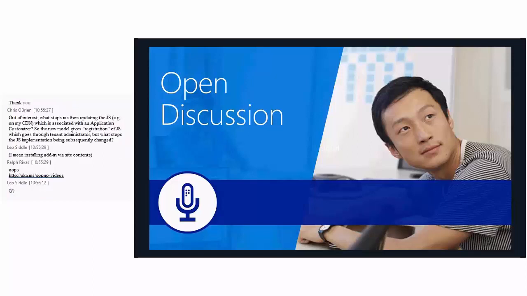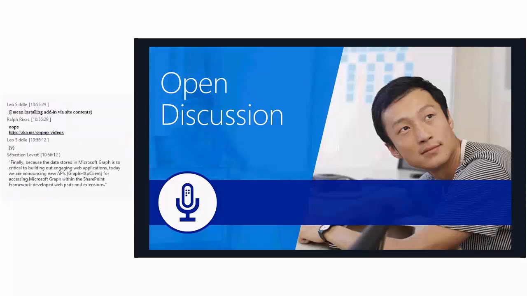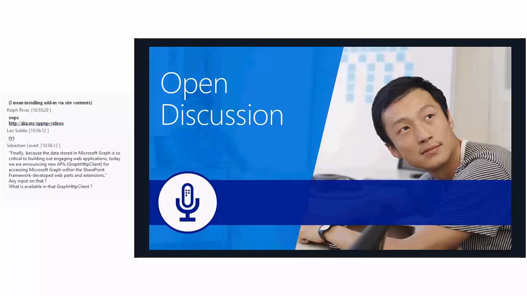Out of interest, what stops me from updating JavaScript on my CDN, which is associated to the application customizer, so that the new model gives a registration of JS, which goes through the tenant administrator, but what stops the JS implementation being subsequently changed? Now, theoretically, nothing.